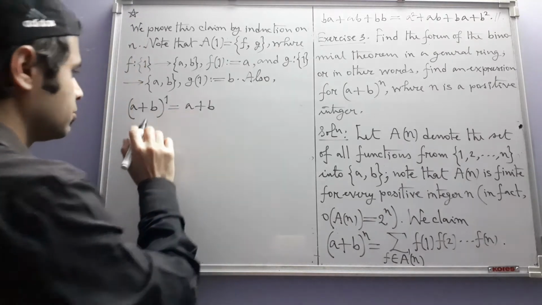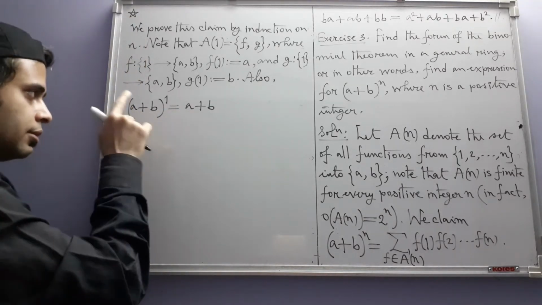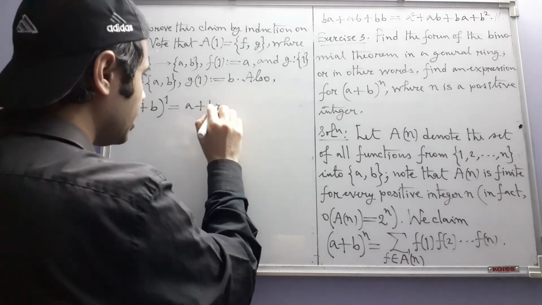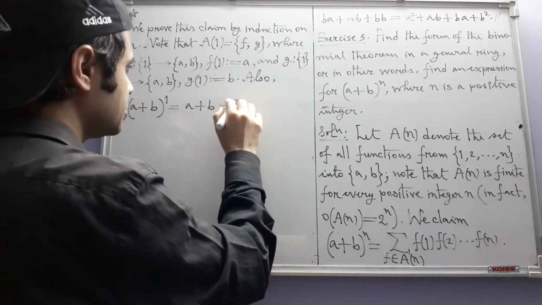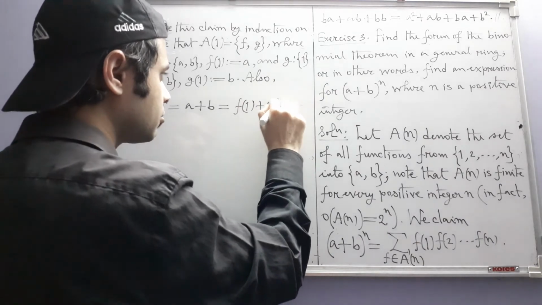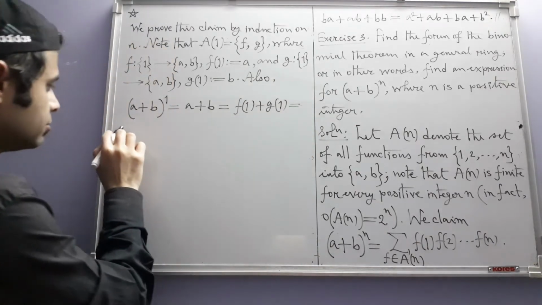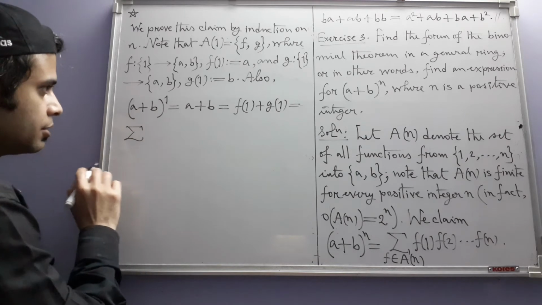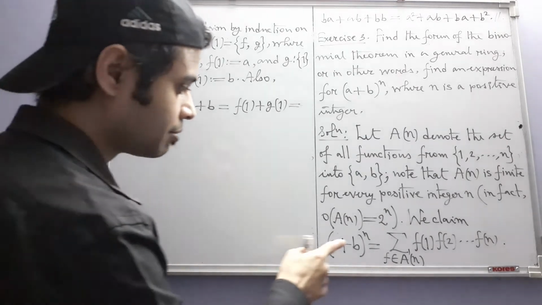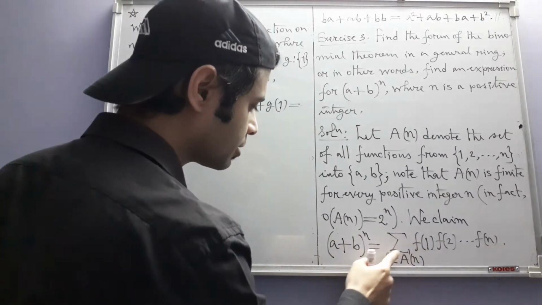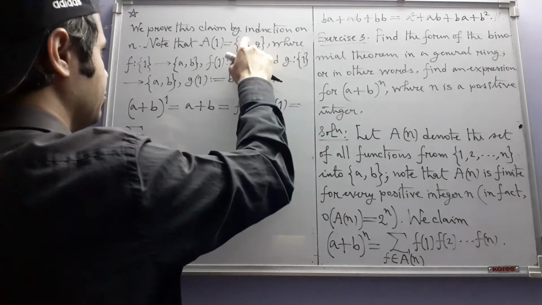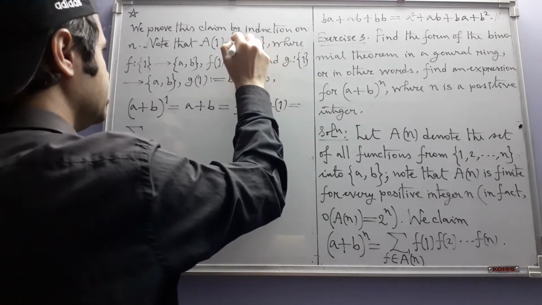Okay, so according to that, the meaning of this expression is nothing but a plus b. And a plus b is simply f1 plus g1, and that is equal to the summation. Okay, since I am using the general function, I am calling the general function f here, so let me not write f. Let me write g and h.